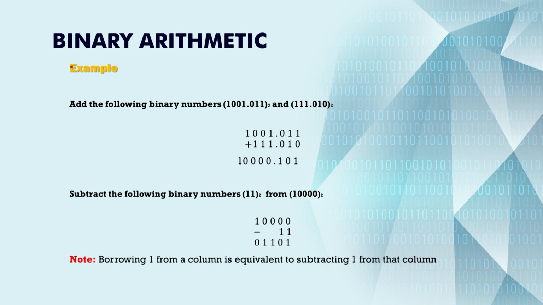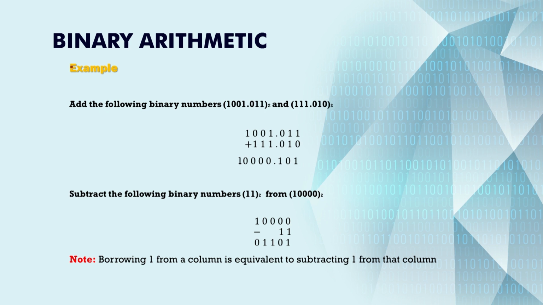Now, we go for an example. You have got 2 binary numbers, 1001.011, and you have to add it up with 111.010. So, we will start with the fractional part, that is 1 plus 0 is 1, then 1 plus 1, the sum is 0, then you carry over the 1, that is the carry forward. You have got 1 plus 0, that is 1, then 1 plus 0, again 1.